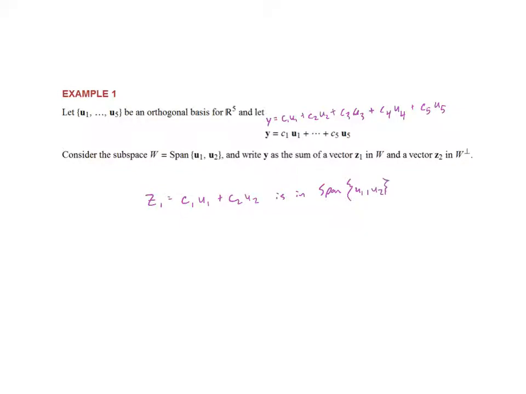Right? Hopefully that makes sense. It uses the first two vectors, so it is in the span of that set of vectors. Then z2 is equal to c3 u3 plus c4 u4 plus c5 u5. And that hopefully is very clearly in the span of u3, u4, and u5. All right, so that's how we've broken it up and named our z1, z2. Now what we have to show, though, is that y is the sum of a vector z1 in W, all right, we kind of got that, and a vector z2 in W perp.